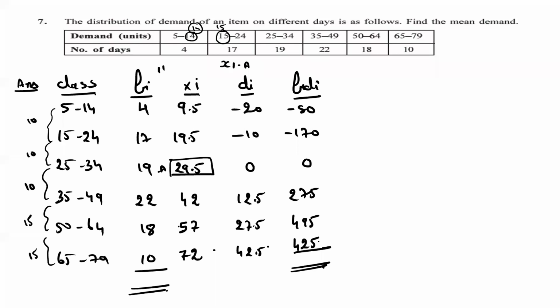Can anyone say the total of FIDI to me? 945. Okay, it's checked, 945. And what is our frequency total? 90. Yes, okay, 90.